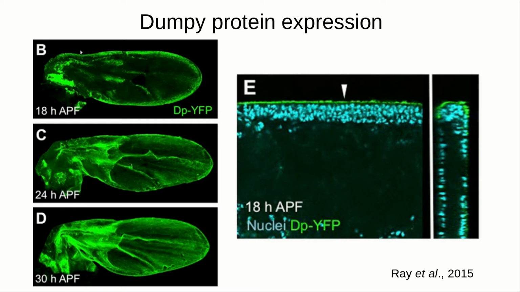Here is Dumpy expression. As you can see, at 18 hours after pupae, it is expressed mostly in the border of the blade, which is where the blade is attached to the cuticle, although it is also expressed in the surface of the wing, mainly at later stages. Here you can see how it is expressed in the border of the blade.